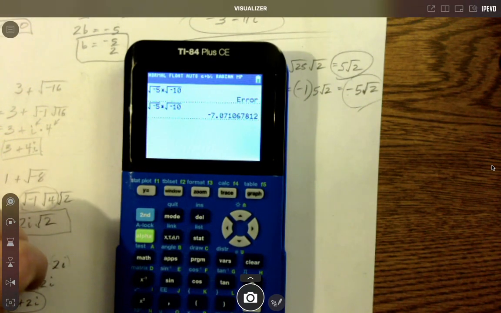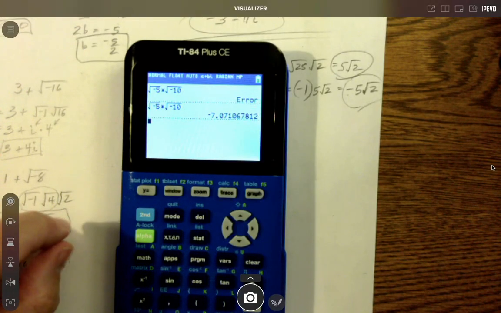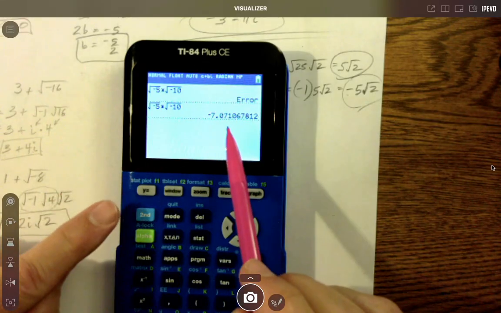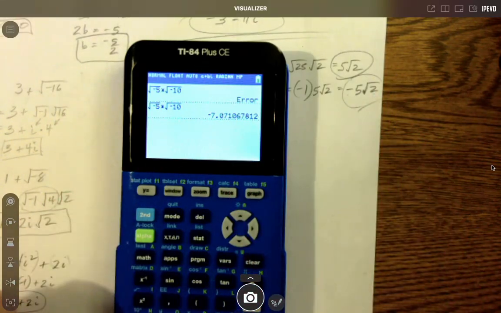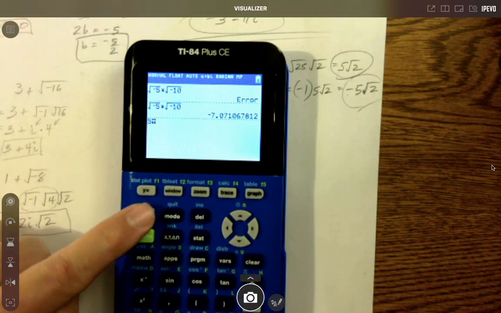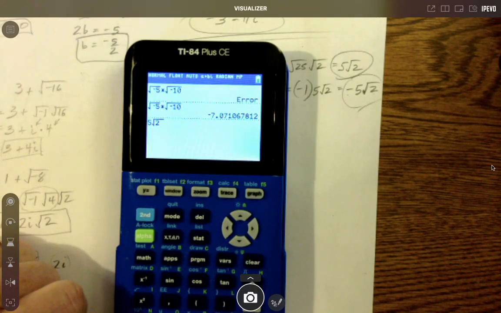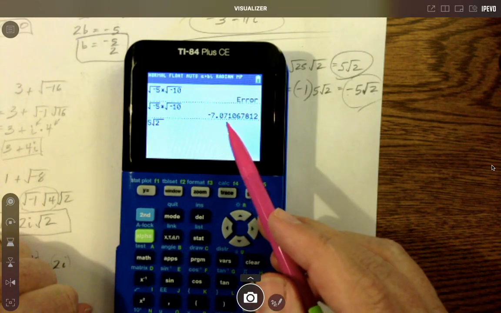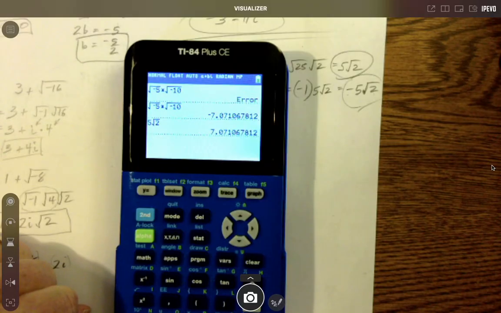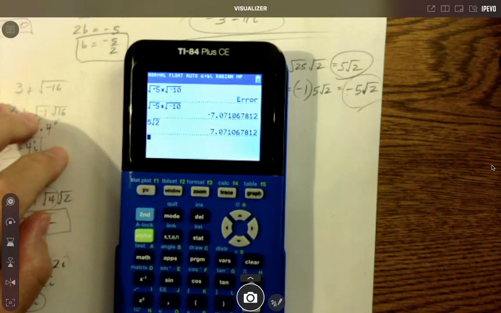Notice I get a negative, right? I get negative 7.07 blah, blah, blah. Well, that 7.07 is the 5 square root of 2 part. So if I do 5 times the square root of 2, I should get that 7.07106, and I do.